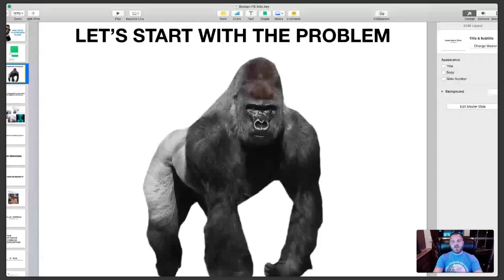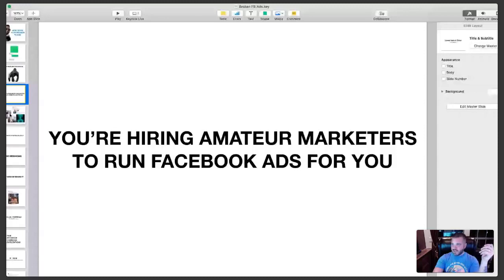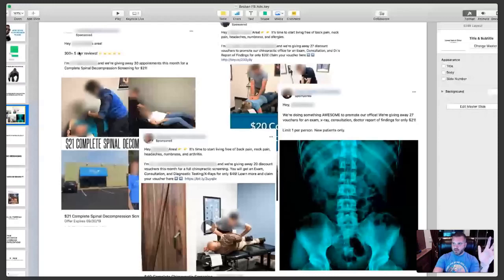And then you go hire another Facebook ad marketer. And what happens is they run the exact same ad. So what do I mean by that? Let's take a look at some of these ads, right? I don't know if you guys can see these, but they're pretty much all a variation of the same ad. This one says 300 plus 5-star reviews. And then it says, hi, I'm Dr. So-and-so, and we're giving away 30 appointments this month for a complete spinal decompression screening for $21, right? I blurred out their names so we're not exposing them.